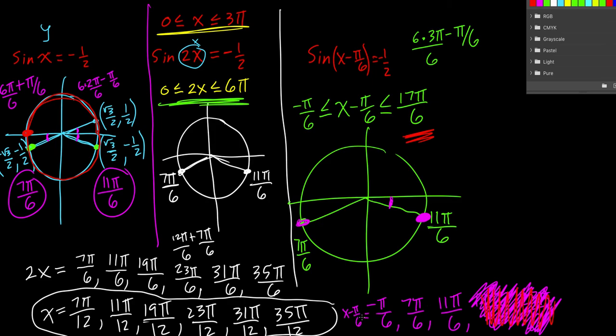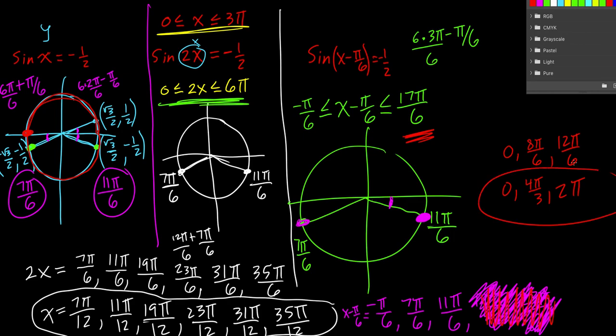Okay, now what we need to do from here is we need to add pi over 6 to both sides. So essentially we need to add pi over 6 to all of these values. So if I add pi over 6 to negative pi over 6, I get 0. If I add pi over 6 to this, I get 8 pi over 6. And if I add pi over 6 to this, I get 12 pi over 6. And then we just need to simplify those. So 0 is fine. And then we get 4 pi over 3. And then these just become 2 pi. And so this is what x equals. And that's it on that one.